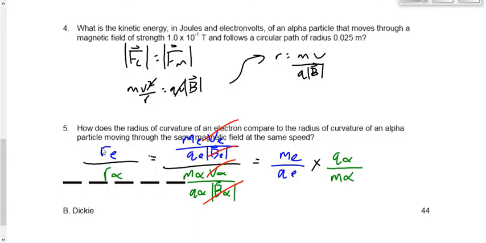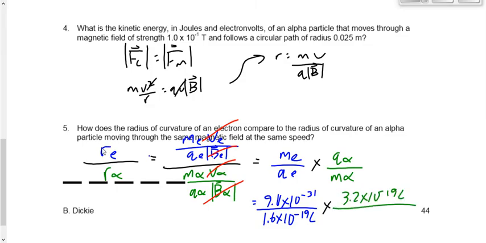Okay, good enough. So now we got some numbers that we can plug in here. The mass of the electron is 9.11 times 10 to the minus 31 kilograms, divided by the charge of the electron, which is 1.6 times 10 to the minus 19 coulombs. We multiply that by the charge of the alpha particle, which is 3.2 times 10 to the minus 19 coulombs, divided by 6.65, the mass of the alpha particle, times 10 to the minus 27 kilograms.